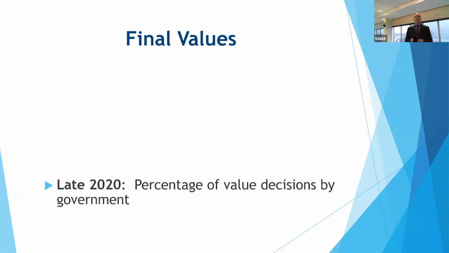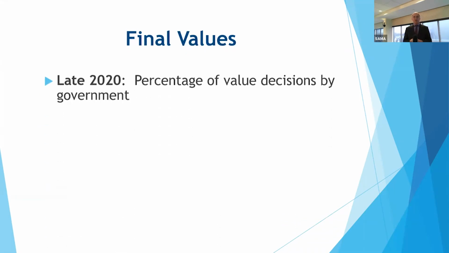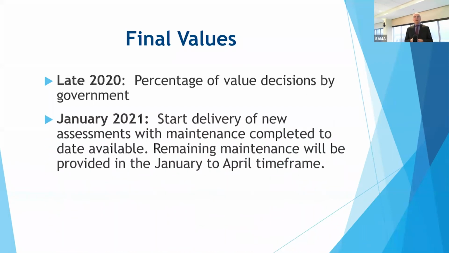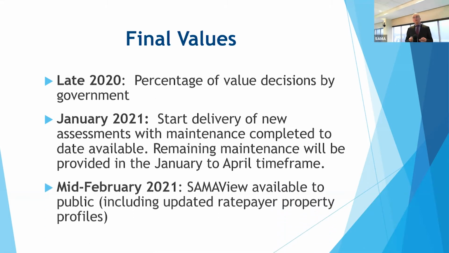Final values, right now, we're expecting to get the percentage of values from the province sometime in late 2020. We don't really have a time frame on that, but as soon as we have those, we can start calculating the final values, and as early as January, we'll be able to start delivering. If we get the values sooner, maybe mid-December, we'll start delivering values, and we'll deliver them either with the maintenance included, if that's your preference, or you can get your maintenance as a separate package. Then beginning in mid-February, we'll start to update SAMAView with the new revaluation numbers, 2021 numbers, and people will be able to see both 2021 and 2020 values there.